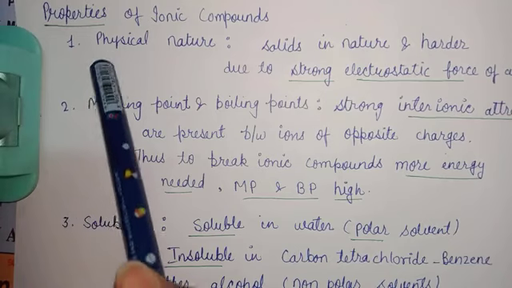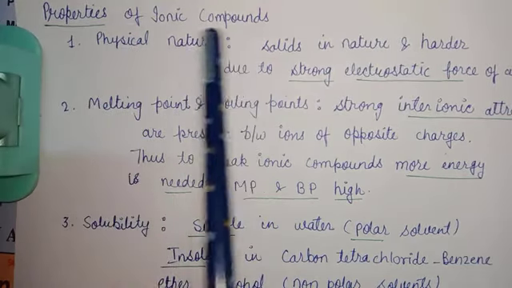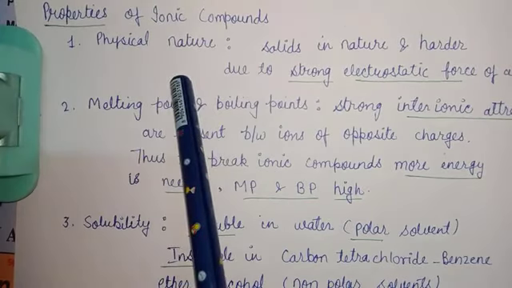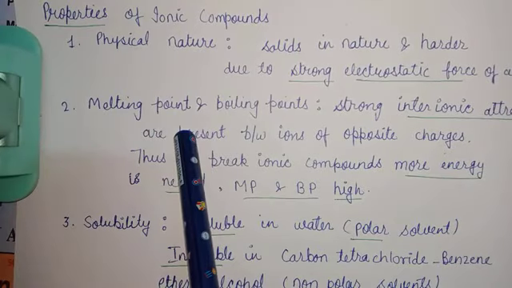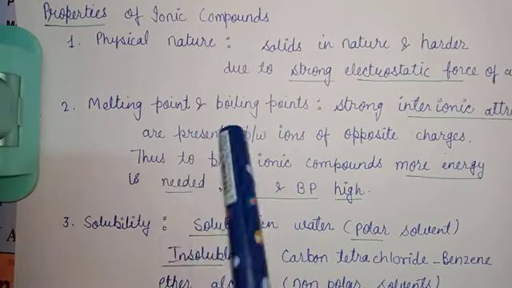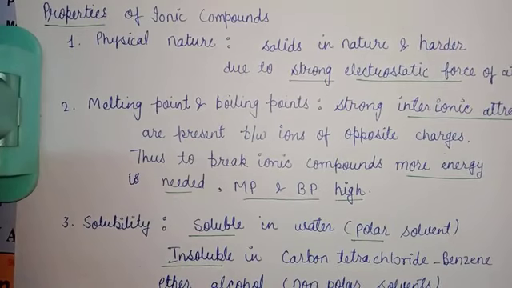So we take the properties of ionic compounds. In the properties of ionic compounds, we will discuss four properties: physical nature, melting and boiling point, solubility, and conduction of electricity. And after that we will discuss the occurrence of matter. Okay, properties of ionic compounds.